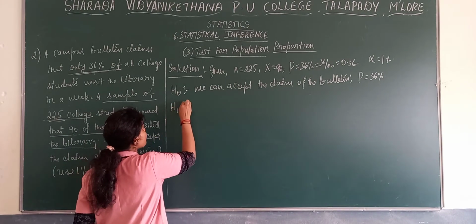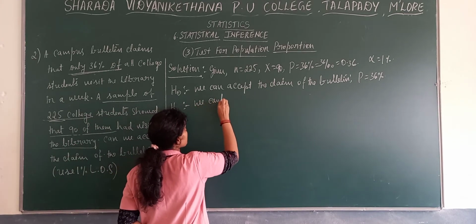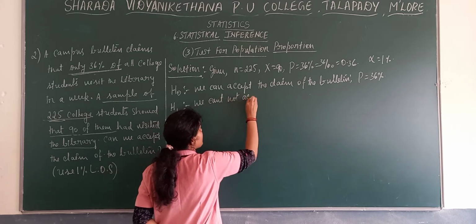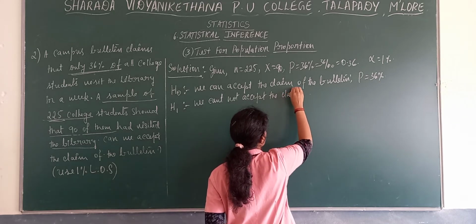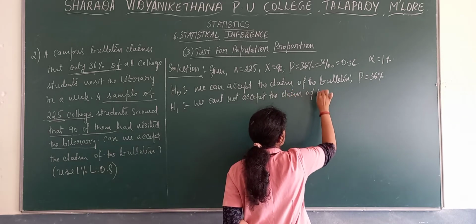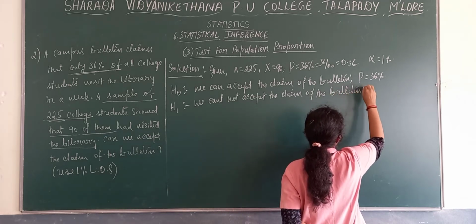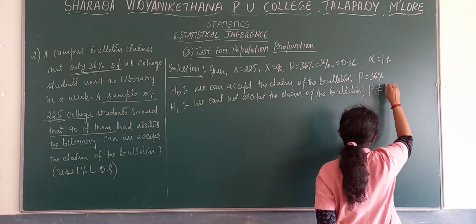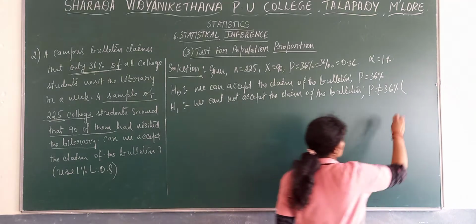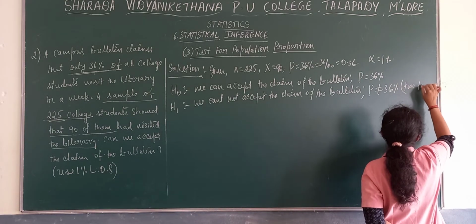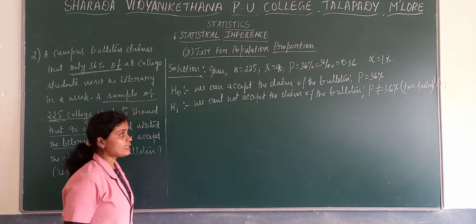Now the alternative, it is a two-tailed test, so we need to take: we cannot accept the claim of the bulletin. We cannot accept, so p is not equal to 36%. So which kind of test is it? It is a two-tailed test. Now apply the test statistic.